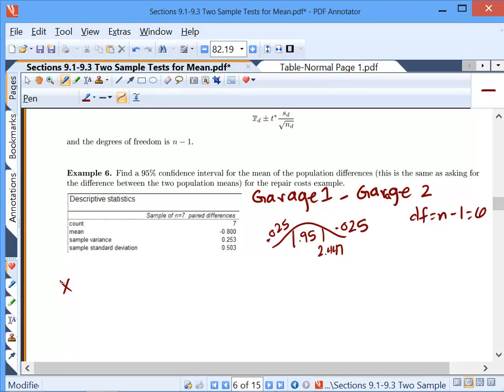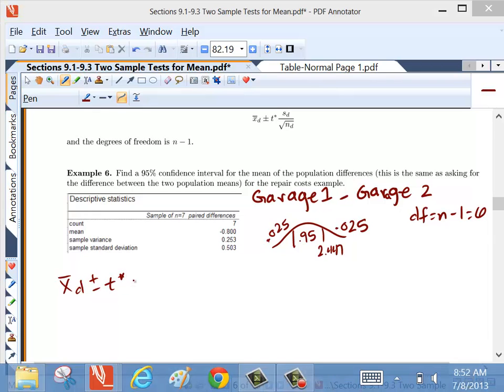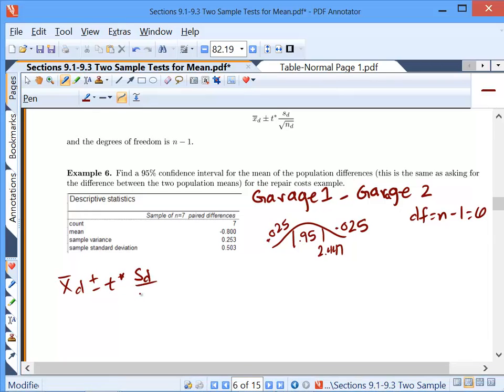So let's just plug everything into our formula. And of course, if I have T star anywhere, that's just my shortcut notation of saying T with alpha over 2 area in the right tail and n minus 1 degrees of freedom. It's just a little bit shorter.